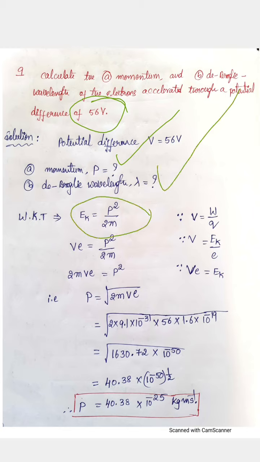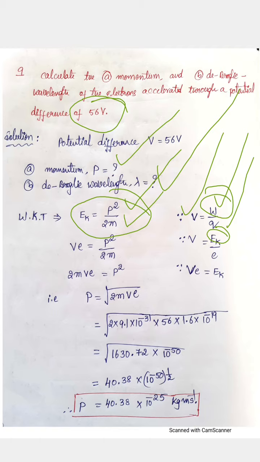Again the same formula we are going to use here, that is kinetic energy is equal to p square by 2m. What we have to calculate is p, momentum. But here, have they given the kinetic energy value? No. So what we have to do is convert the equation in terms of kinetic energy. We know that potential is equal to work done divided by charge. From this, in place of work done we substitute kinetic energy, and in place of Q we substitute e. Now kinetic energy is equal to V into e, potential into the charge on the electron.